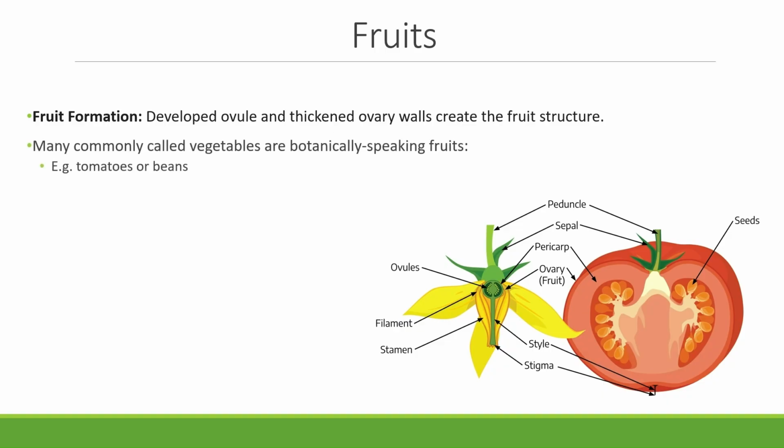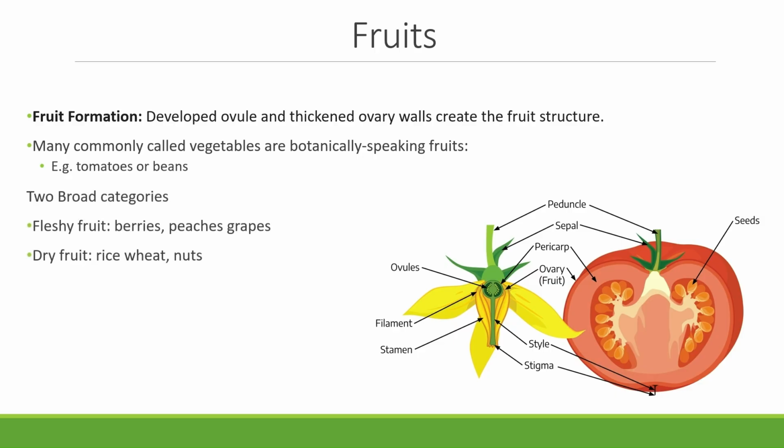Many foods that we casually call vegetables are actually fruits in the strict botanical sense because they develop from the mature ovary. Tomatoes, for example, are berries that develop from a single ovary, and beans are dry fruits that split open to release their seeds.